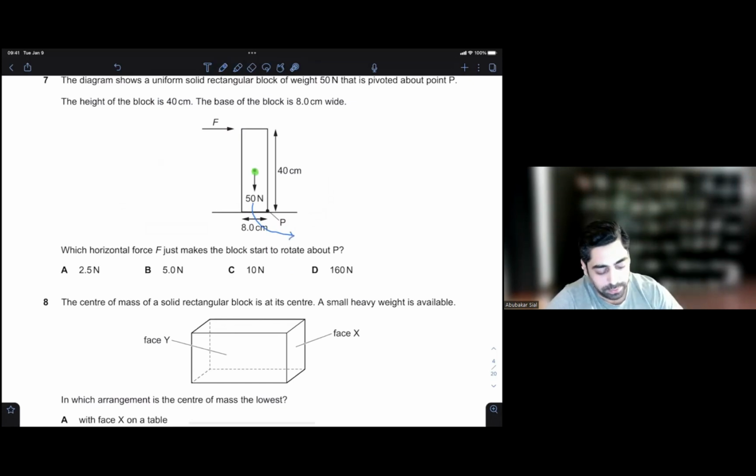So for example, the 50 Newton force here, the weight, is going to create a counterclockwise moment. The force F is going to create a clockwise moment. So what I'm going to do is draw both of those arrows. Why am I doing that? So that when I'm solving the question, I don't mix them up. So all we need to do is the clockwise moment should be equal to the anti-clockwise moment.